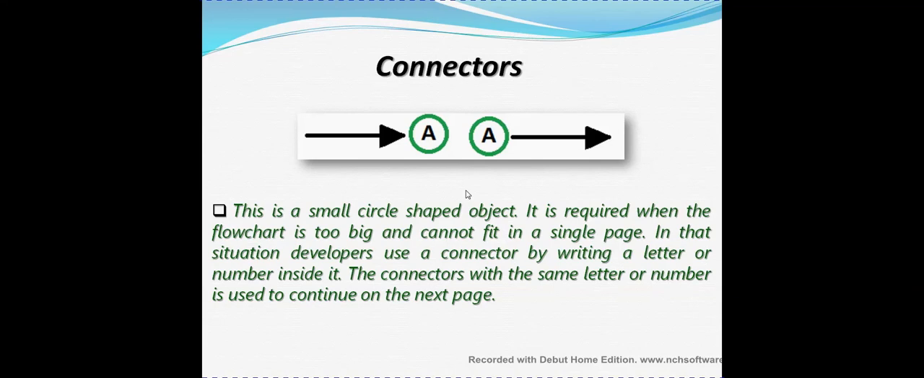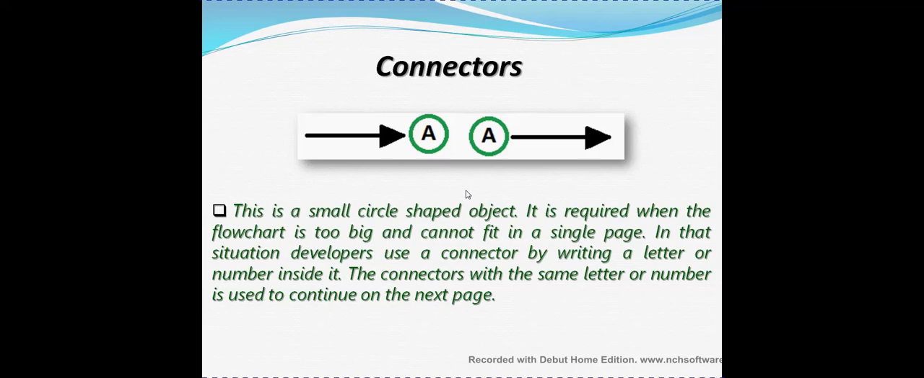Now next and most important, we have connectors. Without them, all the flowchart would be alone, and there would be a lot of chaos and confusion about where the next steps are and what next procedure we should follow. So a little bit about them. This is a small circle shaped object. It is required when the flowchart is too big and cannot fit in a single page. In that situation, developers use a connector by writing a letter or number inside it. The connectors with the same letter or number are used to continue on the next page.